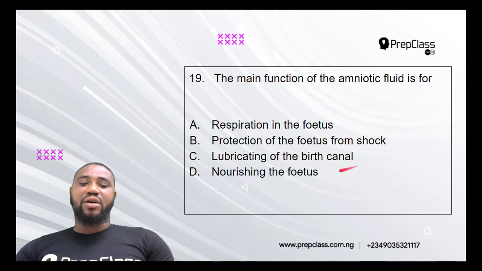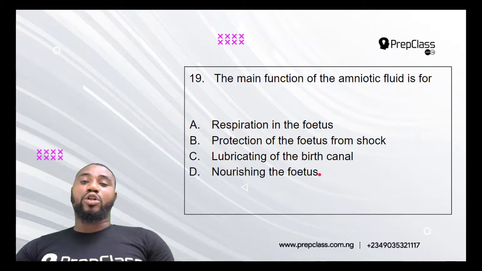Lubricating of the birth canal? Nourishing of the fetus? Now, this respiration and nourishment of the fetus is being produced by the connection between the umbilical cord of the fetus to the placenta of the mother.